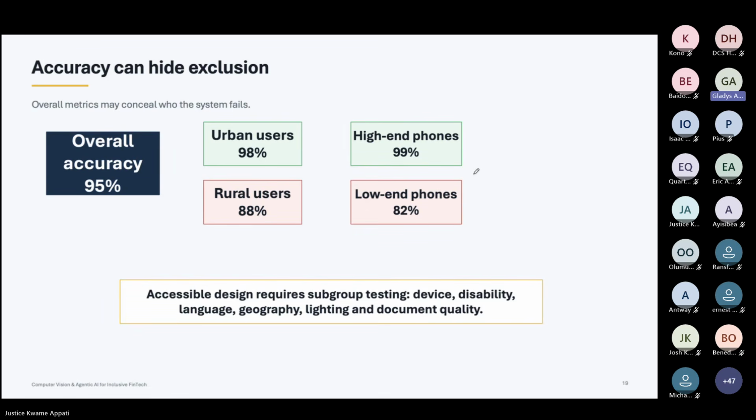So, Mr. Justice, thank you very much for your submission. It was very insightful. My name is Gladys Ayobia, also from iCreations, and you've shown us how OCR and object detection, vision language models, and agentic AI can work together. But in the real fintech environment, where errors can have financial and legal consequences, how would you architect the system so that the AI can make decisions while still knowing when it should stop and hand the case over to a human?